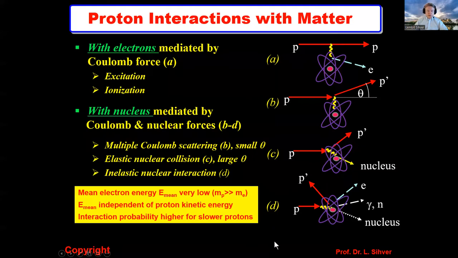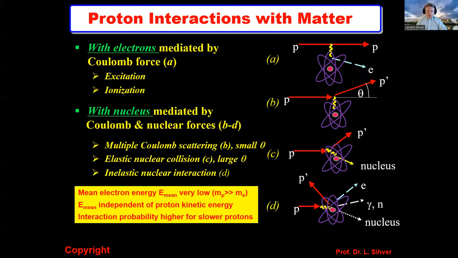But we have to look at the interactions of protons with matter to understand the physics and the dose distributions. Protons interact with electrons mediated by the Coulomb force. We have excitation and ionization. It also interacts with the nucleus mediated by Coulomb and nuclear forces. We have multiple Coulomb scattering, small angles, we'll come back to that. Elastic nuclear collisions, large angles, and inelastic nuclear interactions.